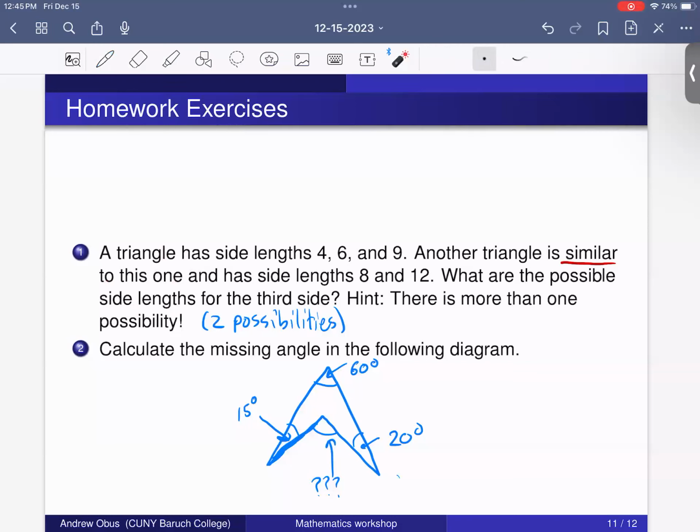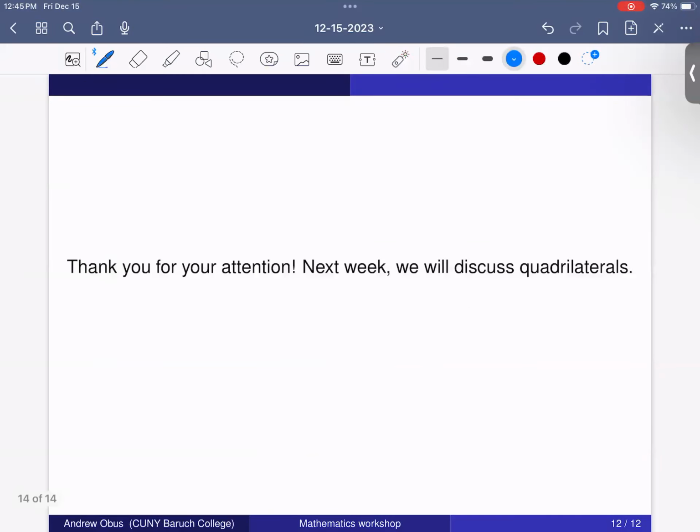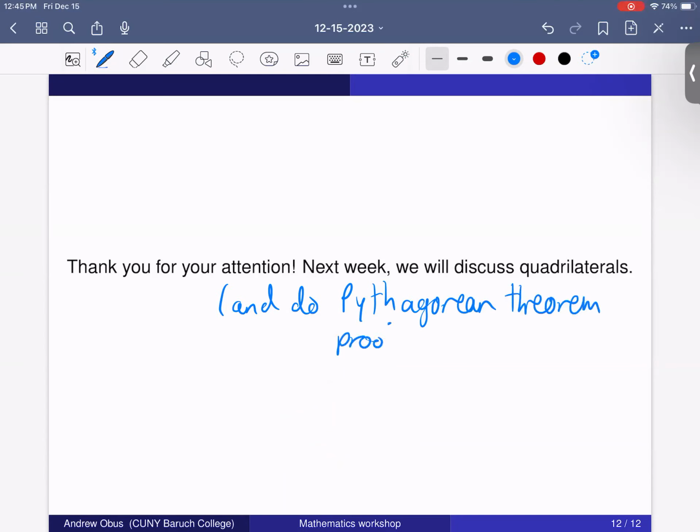And then the first question is, we have a triangle with sides 4, 6, and 9, and another triangle with side lengths 8 and 12. That's similar. And I want to know the length of the third side. So you're going to have to use the common ratio of similar triangles in order to get that to work. And we'll save the proof of the Pythagorean theorem with similar triangles until next time, next week. Next week, we'll discuss quadrilaterals and do the Pythagorean theorem proof using similar triangles.